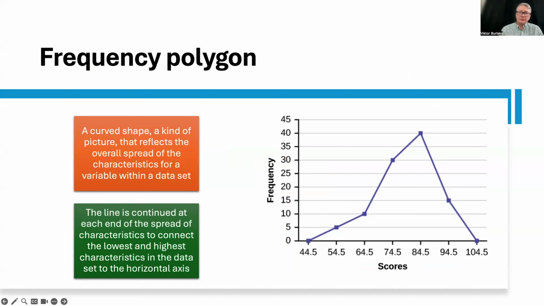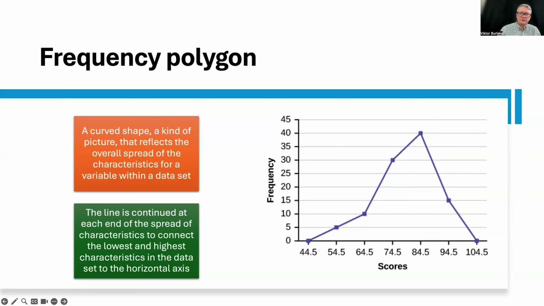Now, let's talk about frequency polygons. A frequency polygon is used to show the overall distribution of a variable within a data set. For example, if we plotted the test scores of our clients, a frequency polygon would show how those scores are distributed across the population. The line continues at both ends to connect the lowest and highest points on the graph.